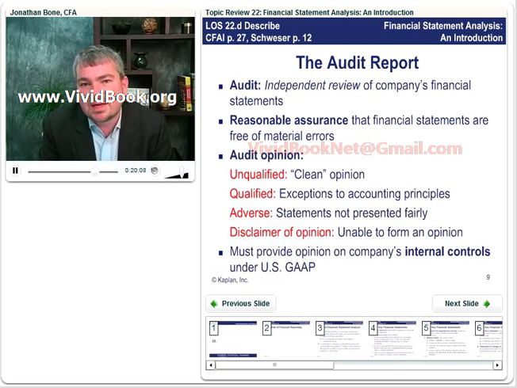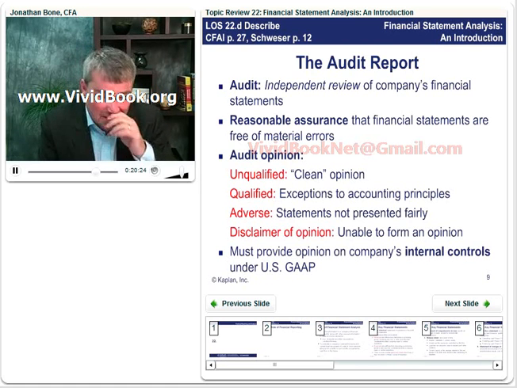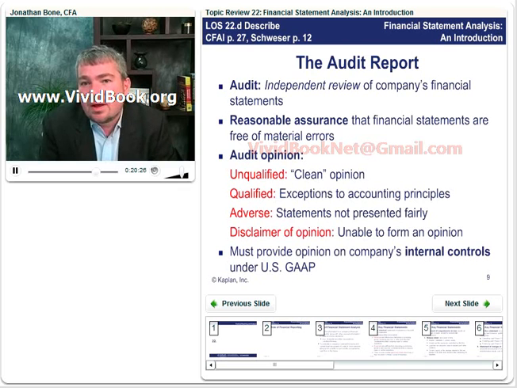Notice under US GAAP as well, but not under IFRS, the audit report also needs to provide an opinion on the company's internal controls, and this is part of Sarbanes-Oxley in the US. What are internal controls? Well, these are the controls operating over the company that are designed to minimize the risk of fraud.